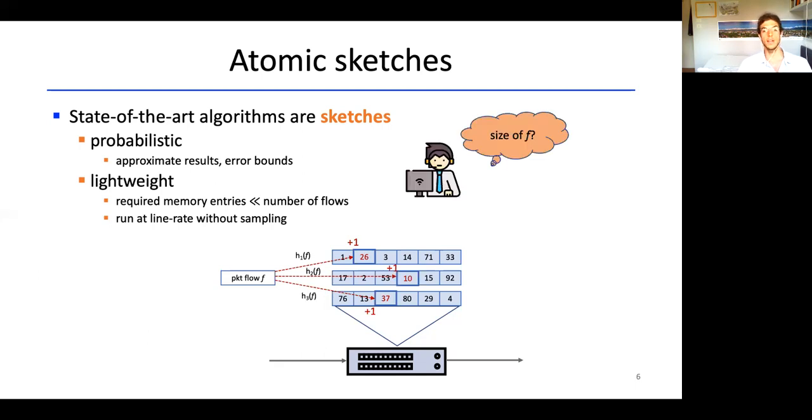Now, suppose that the network manager wants to query the size of f. This operation consists of just taking the minimum. Indeed, since the number of counters is much less than the number of total flows, different flows will obviously collide on the same counter. And by taking the minimum, we mitigate the impact of hash collisions.